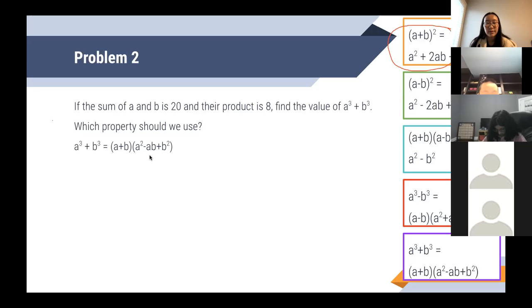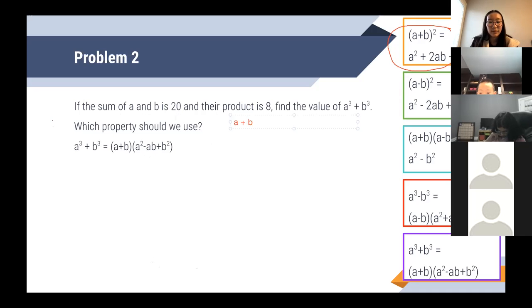And we're also going to turn what's given in our problem into equations. So if the sum of A and B is 20, how would we write that as an equation? You can type it in the chat or say it out loud. Don't be like that. All right. A plus B equals 20 is the correct answer.